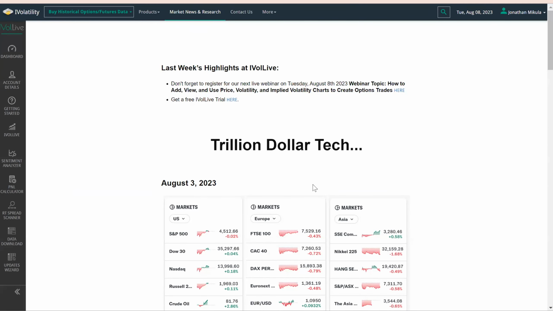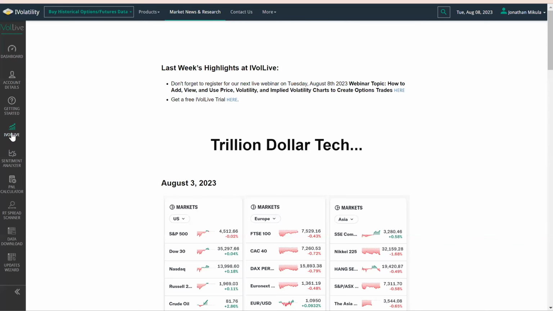So for an example, what our team puts out ties into the screens and what we're seeing on IVolLive, which then ties into the sentiment analyzer, which then runs through the P&L calculator for a potential trade. And then we can back test it with our data download, and we could take a trade and put it on steroids on the real-time spread scanner. So that's how all these tools work together, but it always starts with some kind of idea, right?